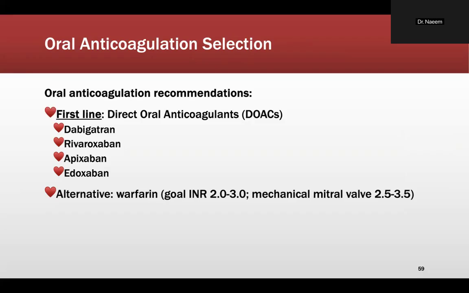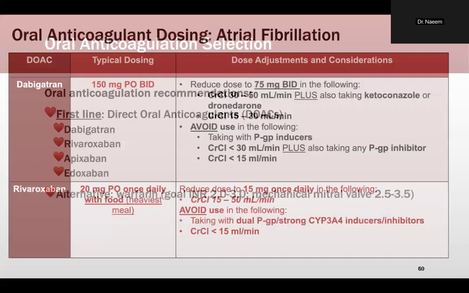If the patient's indication is mechanical mitral valve replacement, then warfarin is kind of the only treatment of choice. Then we can't use a DOAC in that case. So that's key.